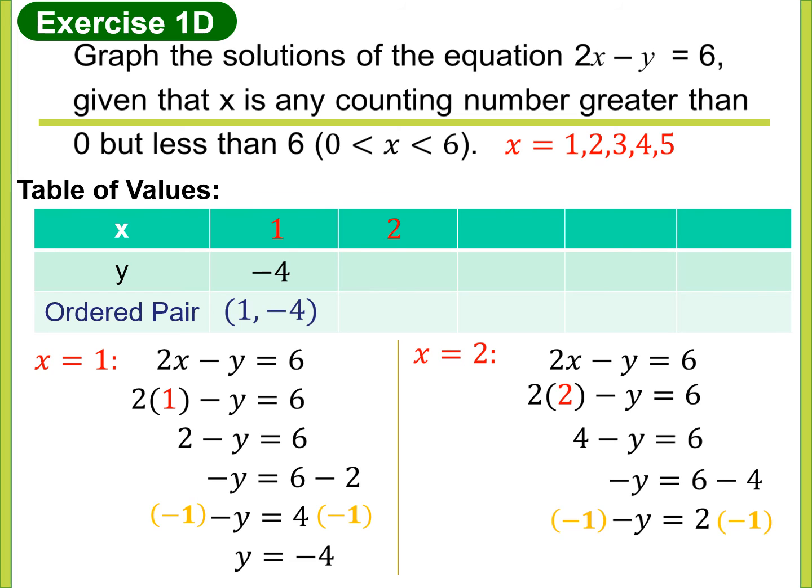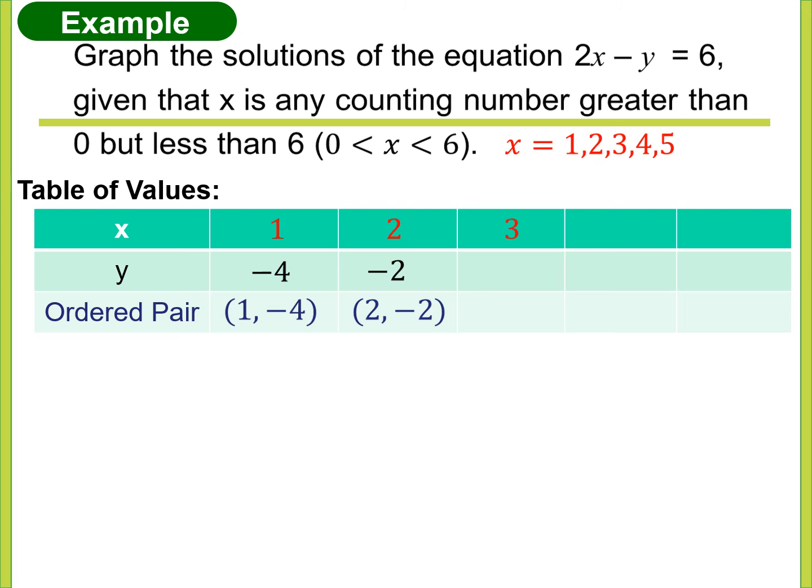To make our y positive, we can also divide by negative 1, but usually we multiply by negative 1. So multiplying both sides by negative 1, negative 1 times negative y will become y, and 2 times negative 1 is negative 2. So when x is equal to 2, y is equal to negative 2. So we have the ordered pair 2, negative 2.